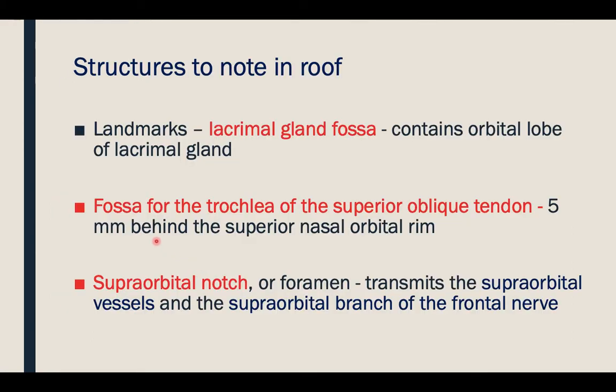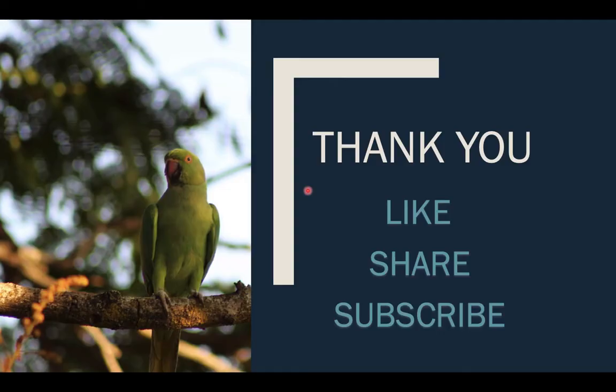Structures to note on the roof are the lacrimal gland fossa, which contains the orbital lobe of the lacrimal gland. The fossa for the trochlea of the superior oblique tendon. It is 5 mm behind the superior nasal orbital rim. And the supraorbital notch or foramen. This transmits the supraorbital vessel and the supraorbital branch of the frontal nerve. So this is what we need to remember about the anatomy of the orbit.